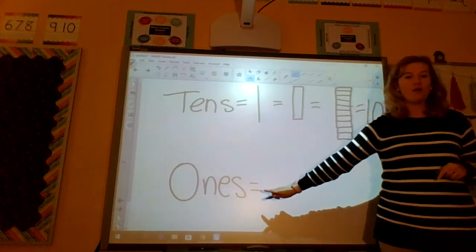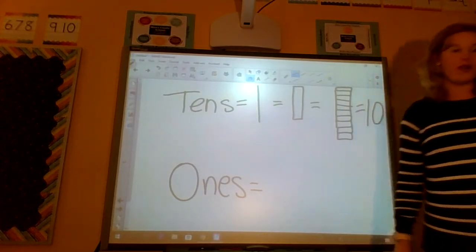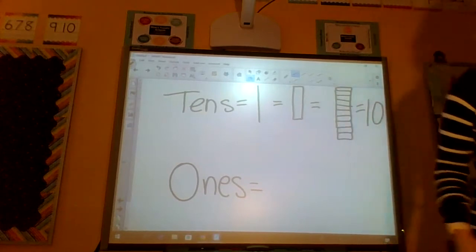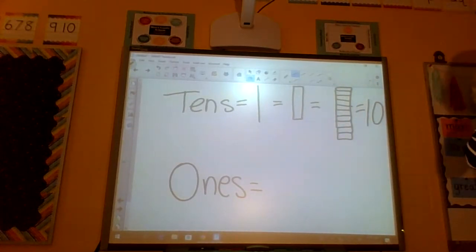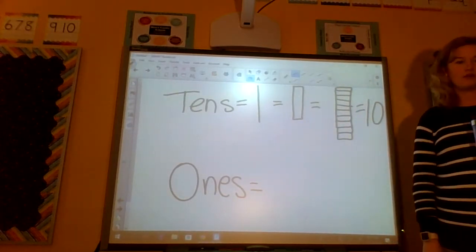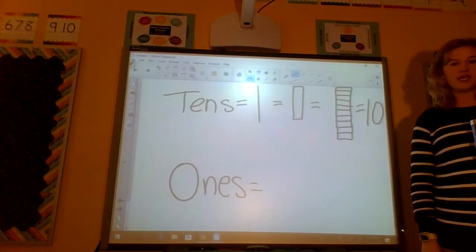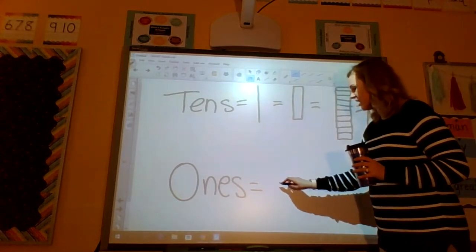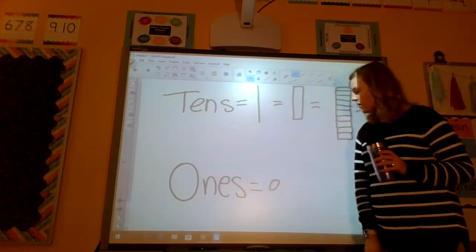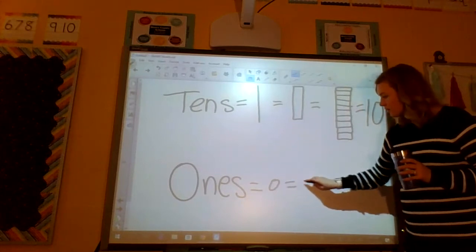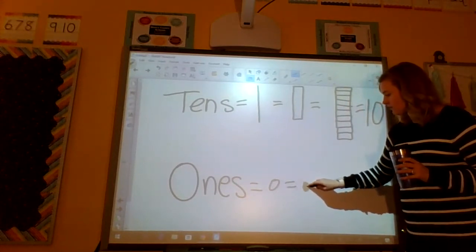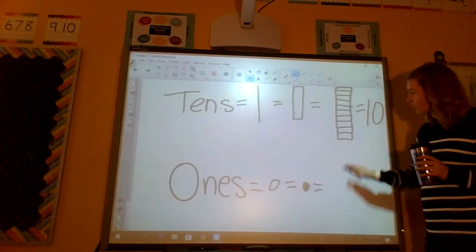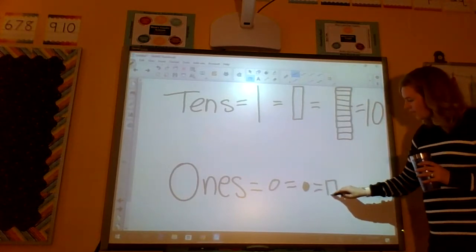Go ahead and draw me or show me what a ones would look like. What does a ones look like? I'm seeing some good ideas. Oh, love it. I see some friends writing it down. So sometimes I make a ones like a little circle or a little filled in dot, right? Or it looks like a square, right?